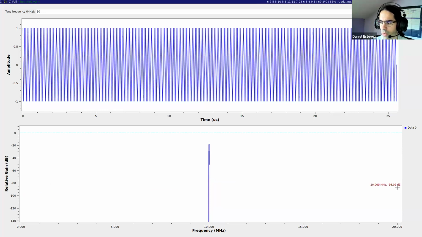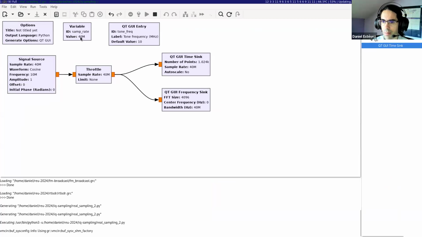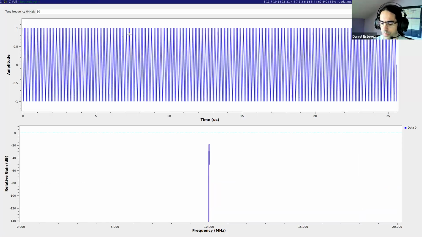And the question is why the limit is 20 megahertz. And that is related to the sampling rate. 20 megahertz is half of the sampling rate. So the question here is, why does this go to half the sample rate? This is what is called Nyquist theorem, and it's something really easy to check.